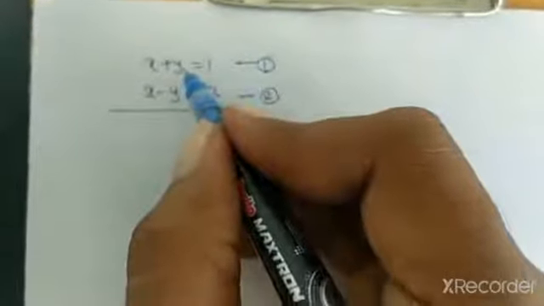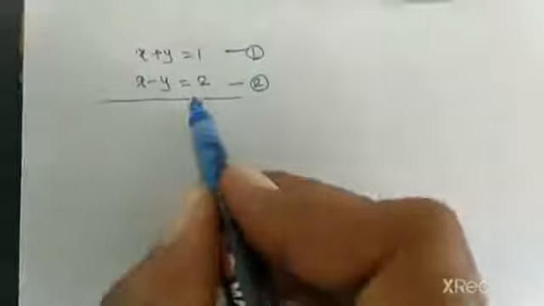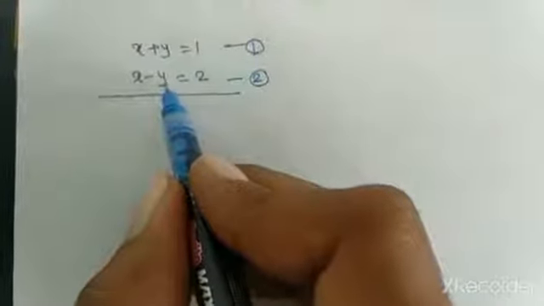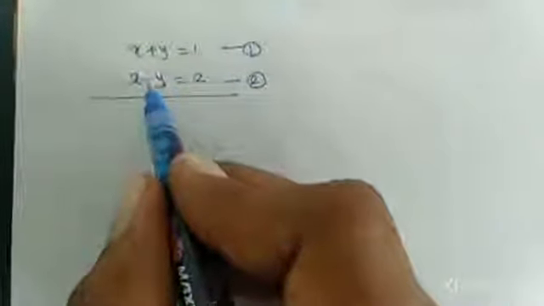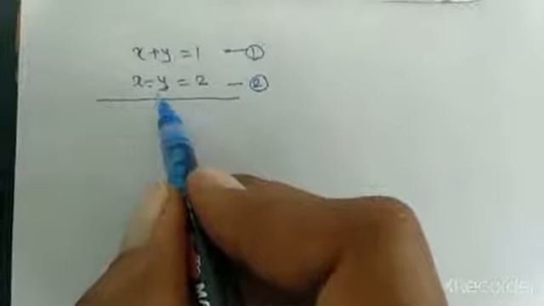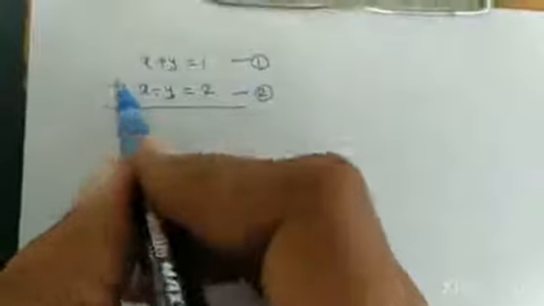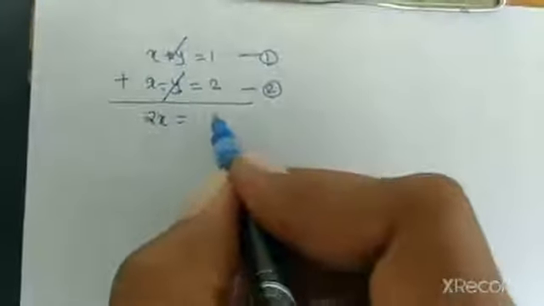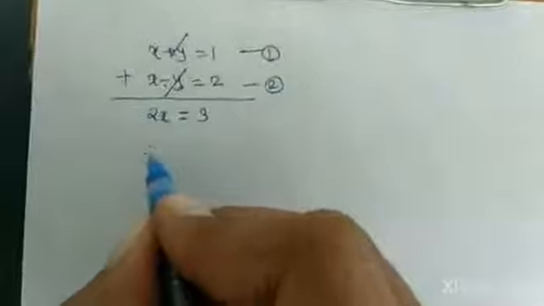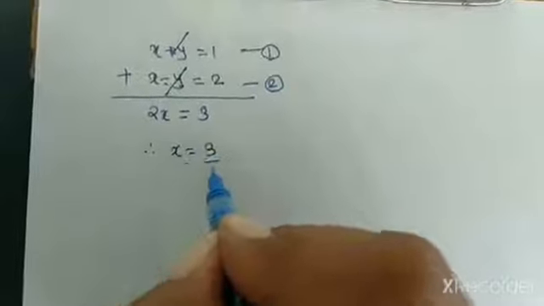Here we see that variable y is with positive sign, and in equation 2 variable y is with negative sign. Both variables have the same coefficient, so we add both equations so that plus y and minus y get cancelled, so we get 2x is equal to 3. Therefore we get x is equal to 3 by 2.